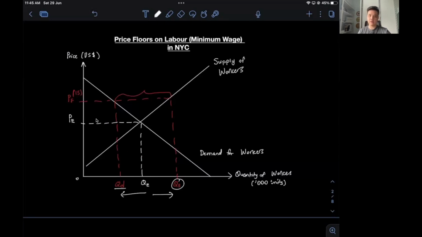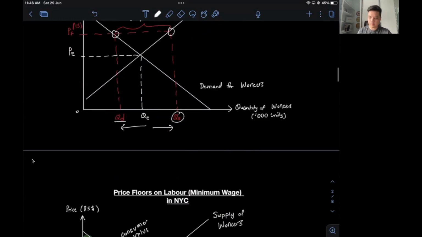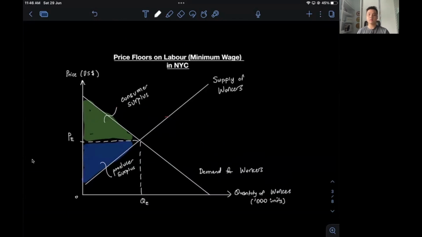So naturally, if the number of workers who are willing and able to work is higher than the number of firms willing and able to hire, this can lead to a surplus of workers, which is reflected over here, this gap between QD and QS. So that is the implication of a price floor on the labor market as a result of imposing minimum wages. And as we have discussed in the previous video, this surplus leads to two types of consequences. Firstly, consequences on markets as a whole, and secondly, consequences on different stakeholders.